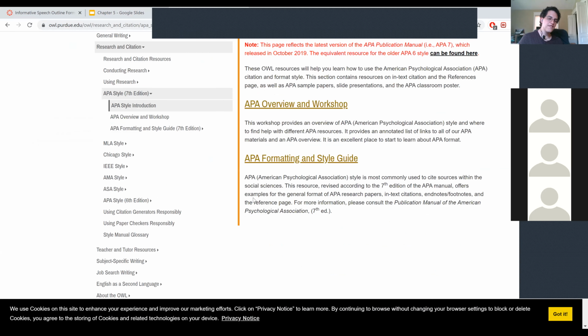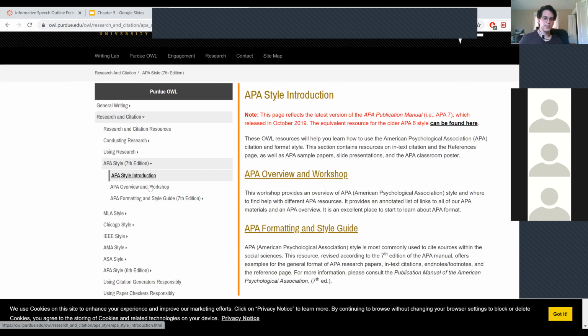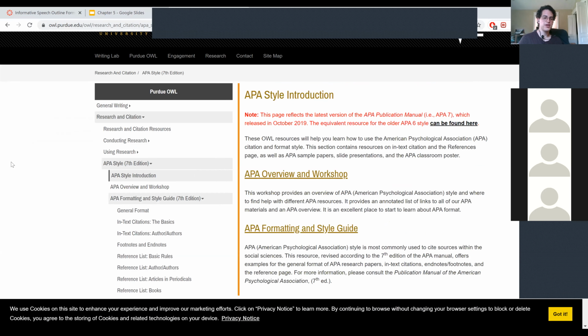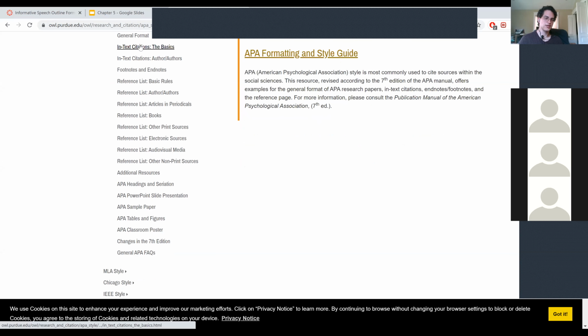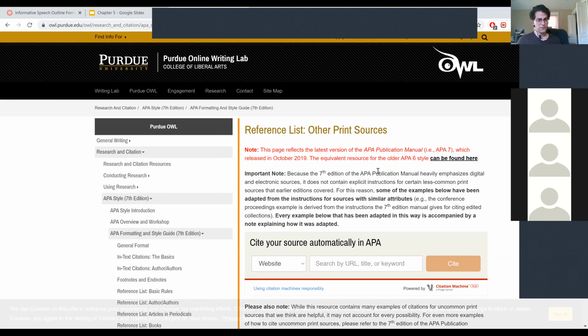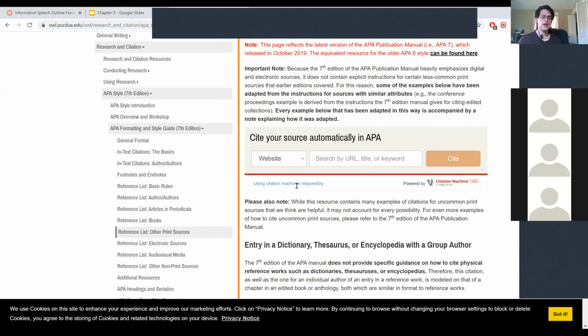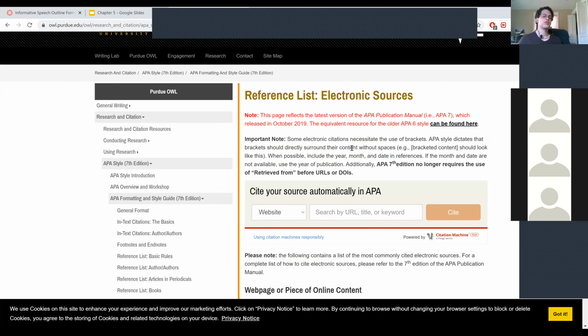Basically, it has everything you might need if you have any questions on APA in the Cite tab. So you just click APA Formatting and Style Guide. It's going to show you all the basics of in-text citation, the basics of making a reference, the basics of referencing books, the basics of other types of sources, and how to reference an electronic source, and so on. It's a really great resource to have.